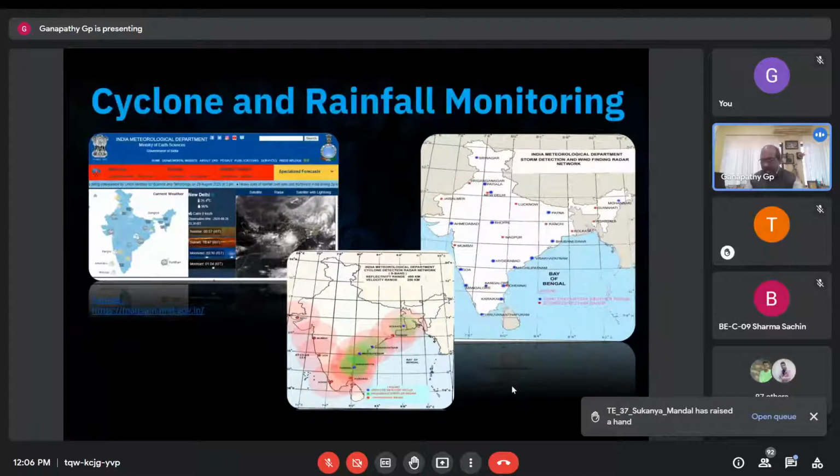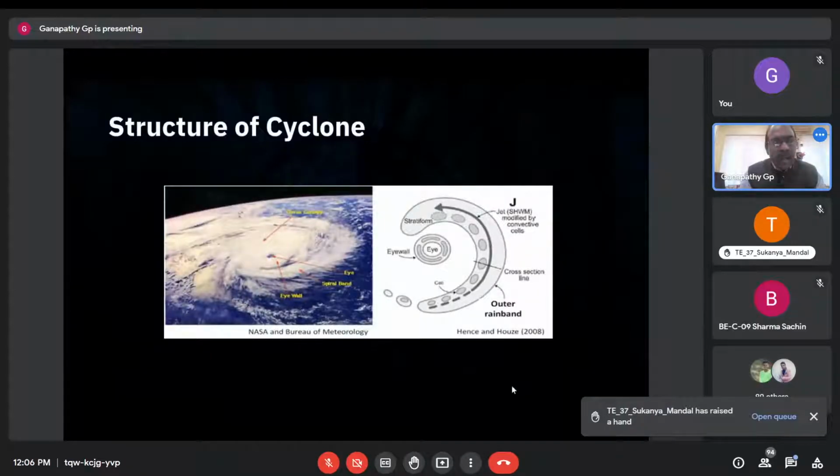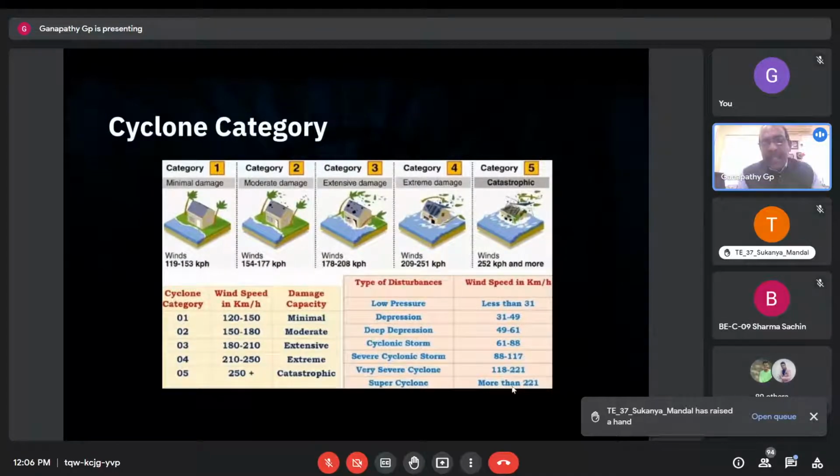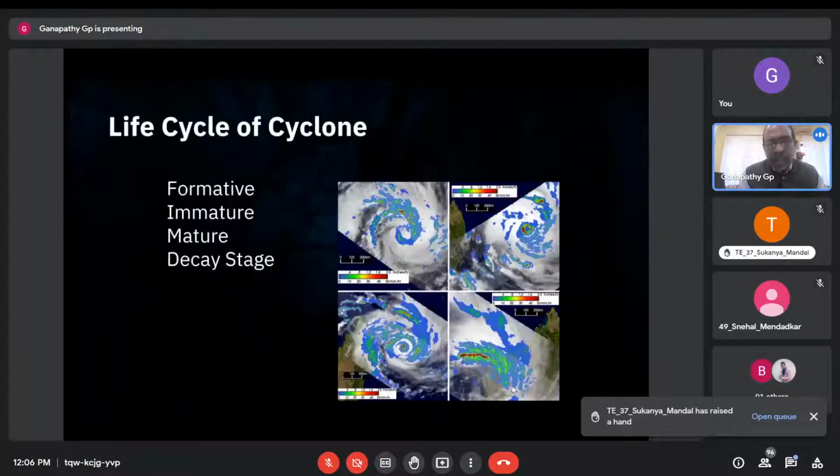And we have cyclones, and the IMD is the nodal agency, as all know very well. They do rainfall monitoring, and of course they monitor the cyclone. And this is the structure of the cyclone. We call it the eye wall, spiral bands and cirrus canopy. And there is a structure, and we have categories of cyclone, different categories, like the earthquake categories. We have cyclone categories also.